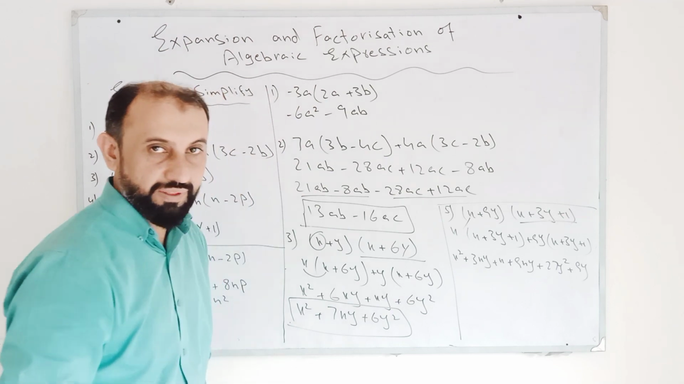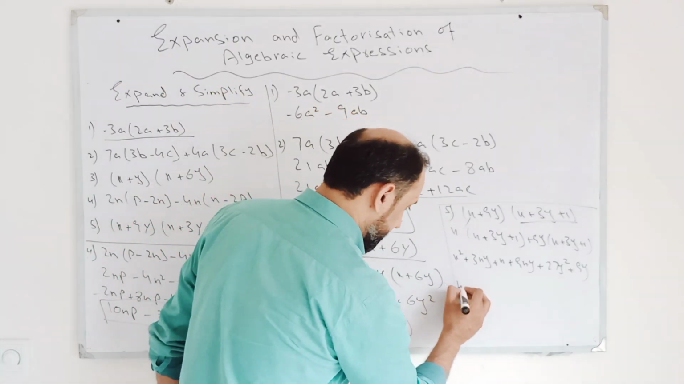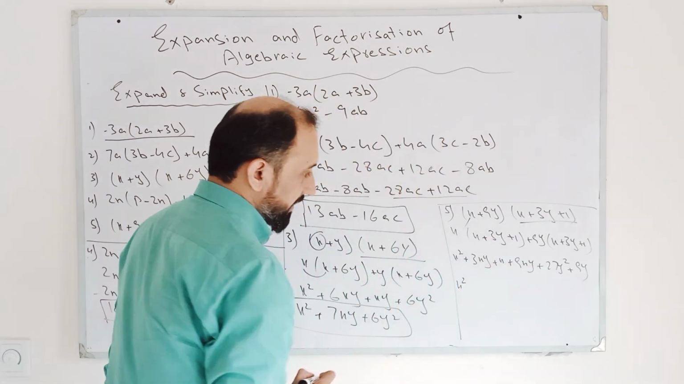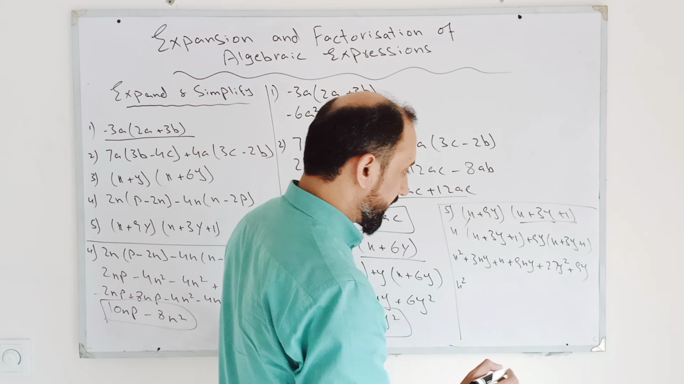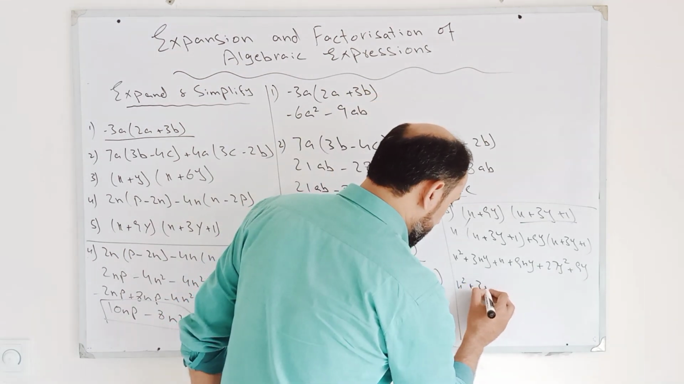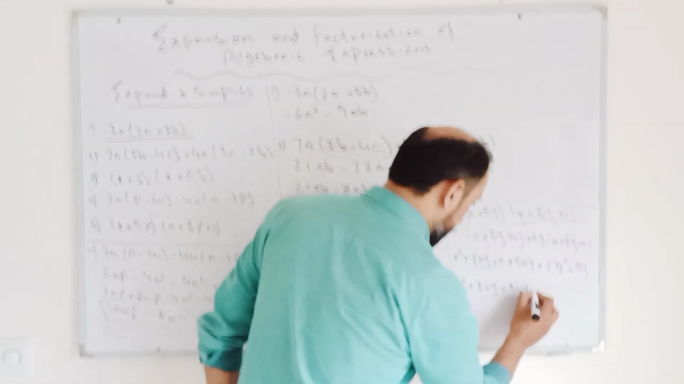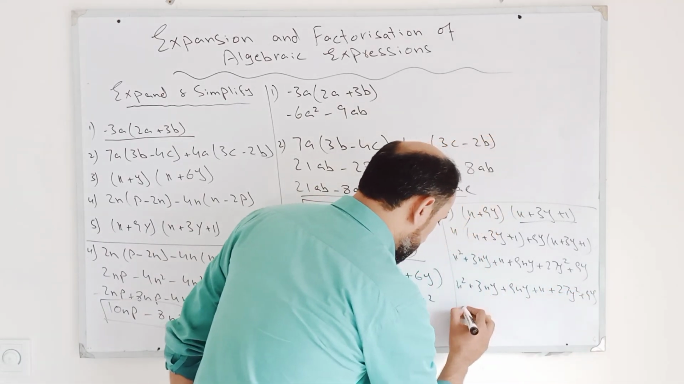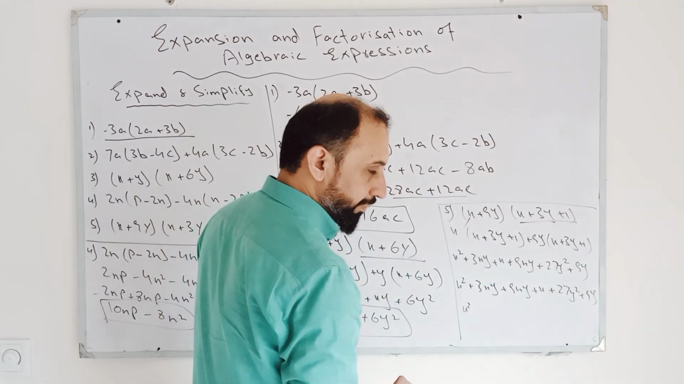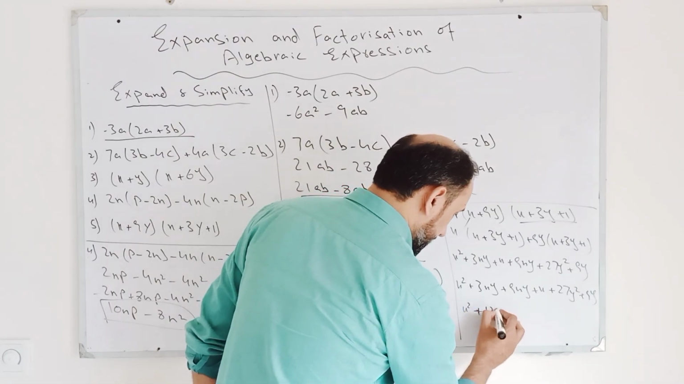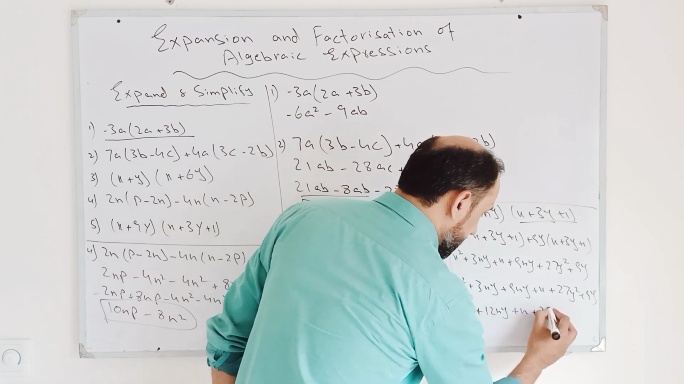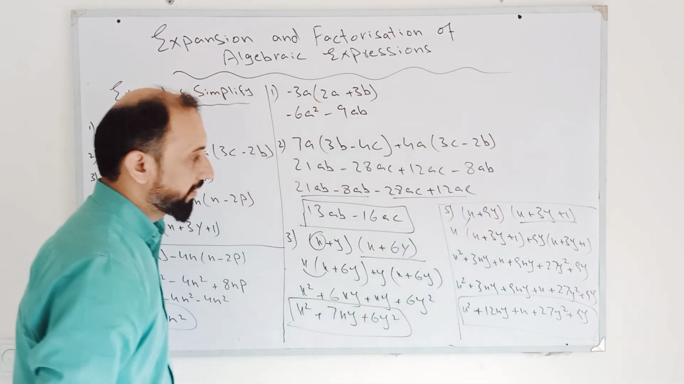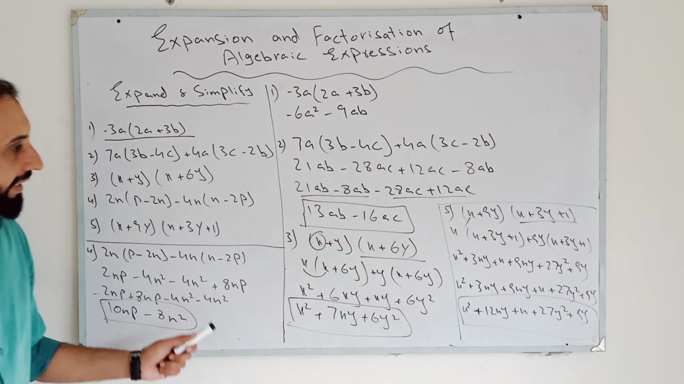So once again we add together the like terms. 3xy plus 9xy gives 12xy. The x is not a like term. So x squared plus 12xy plus x plus 27y squared plus 9y. These are the answers of expand and simplification.